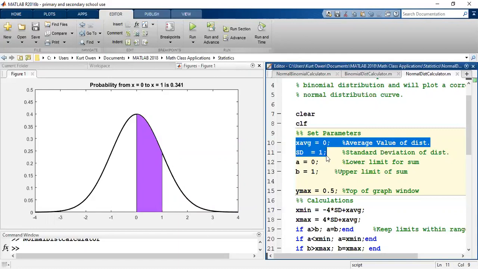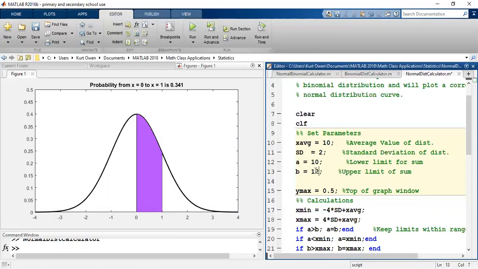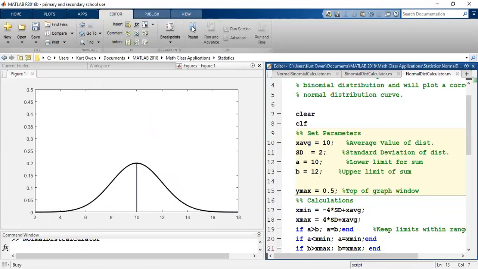Now, if I were to change the average value, and let's just make it, say, 10 with a standard deviation of 2, and let's fill in from 10 up to 12. Okay, so 12 would be one standard deviation above 10. We can see a similar thing.